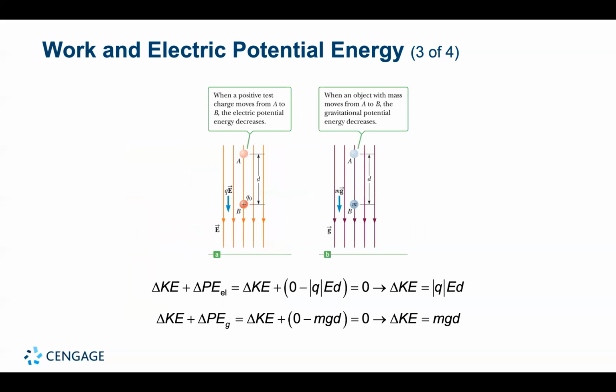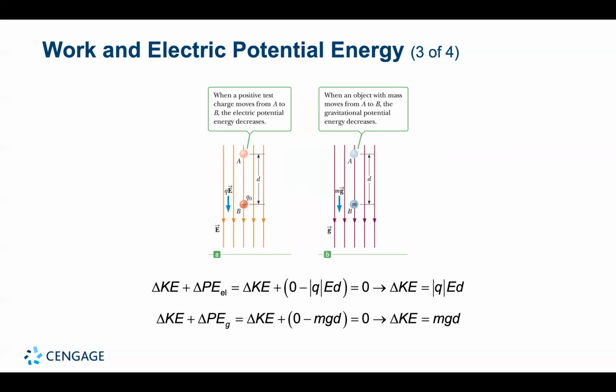So here we have another figure. In A, we see that when the electric field E is directed downward, point B is at a lower electric potential than point A. And in B, we have an object of mass m moving in the direction of the gravitational field g. So let's take a look at these two figures, which show a comparison of the electric and gravitational fields. As you can see, both fields are directed downwards.